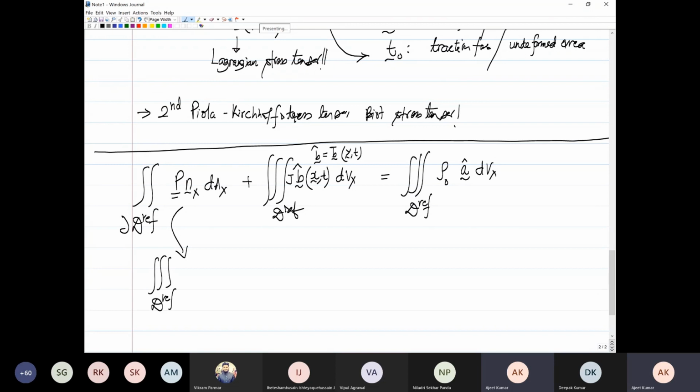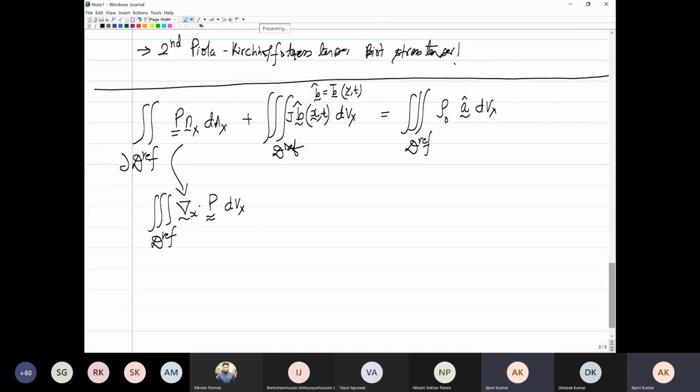I'll just write down the final result, that this converts to the integral over D ref of the divergence, but this is now the Lagrangian divergence, dot with P, dVx. So you see it's now the Lagrangian divergence. And finally, when you bring them all together, you have the integration over D ref of the Lagrangian divergence of P plus J times b hat minus rho naught a hat, and that is equal to 0.